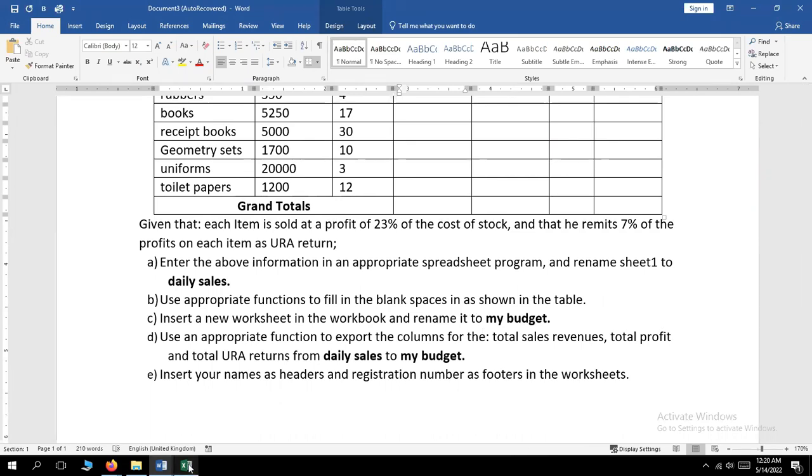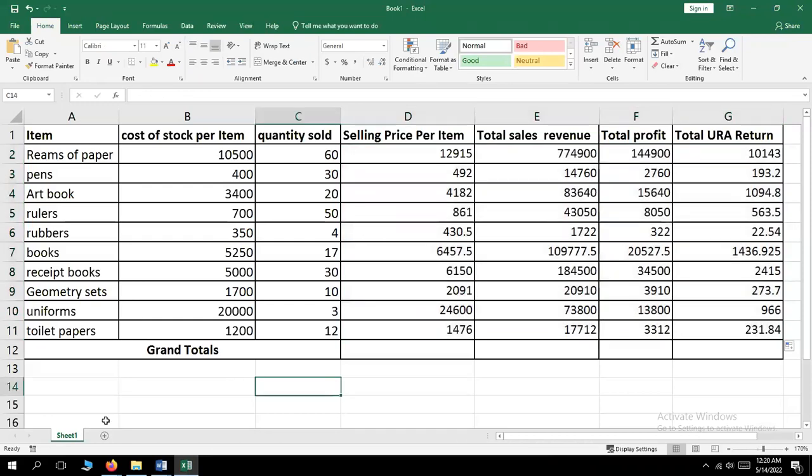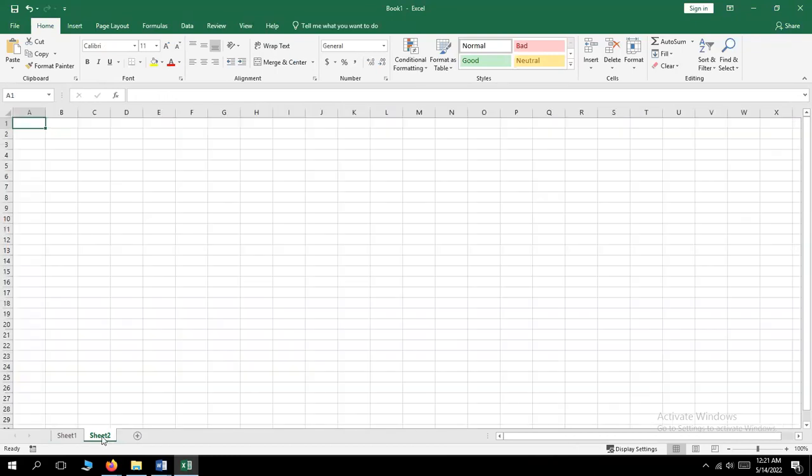So let's get started. To insert a new worksheet, just after the sheet name here, we have this plus icon. Therefore, I shall click on the plus icon, and the worksheet has been created. To rename it, either right click and select rename or double click. For my case, I'm going to right click and then select rename. Therefore, I'll just type my budget.